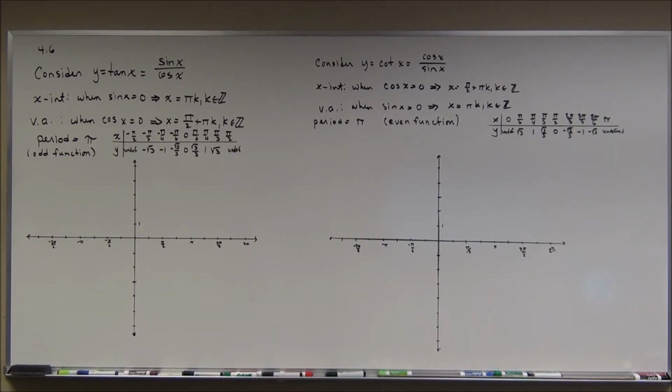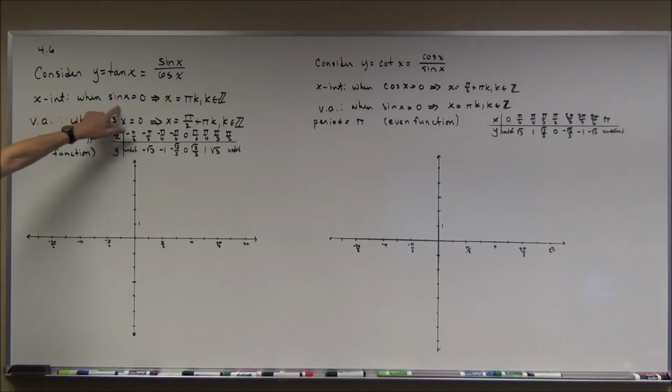Okay, now we're getting into the part of section 6 where we look at the graphs of the tangent and cotangent functions. We've already looked at secant and cosecant earlier in this section, and of course sine and cosine in the previous section. So remembering that the tangent of x is defined to be the sine of x over the cosine of x, one of the quotient identities, we just look to see, first off, where do we have x-intercepts?